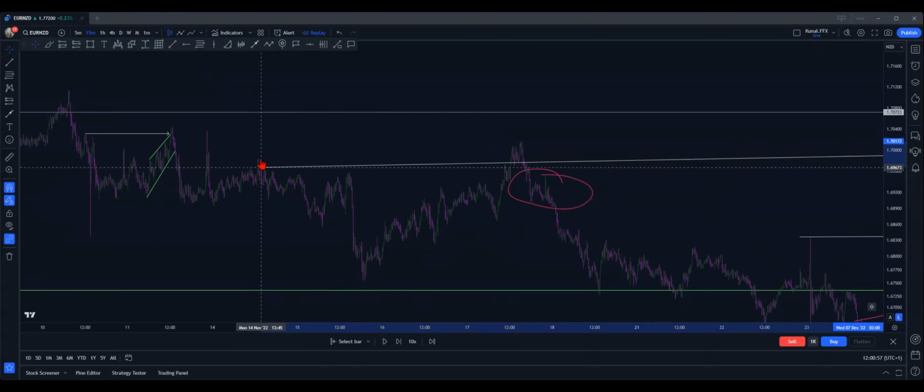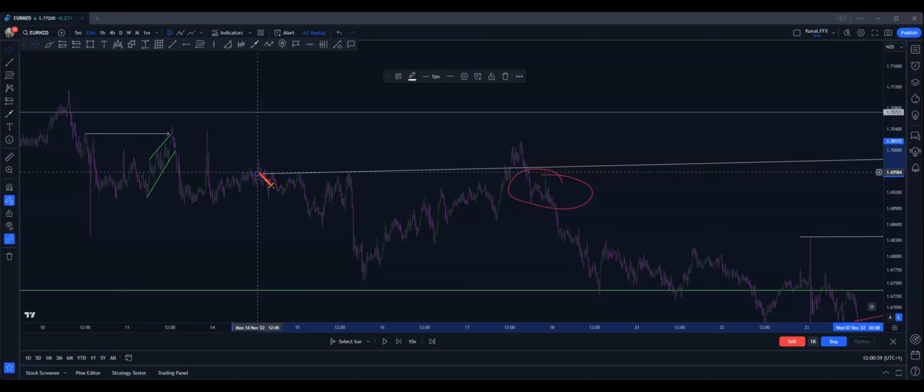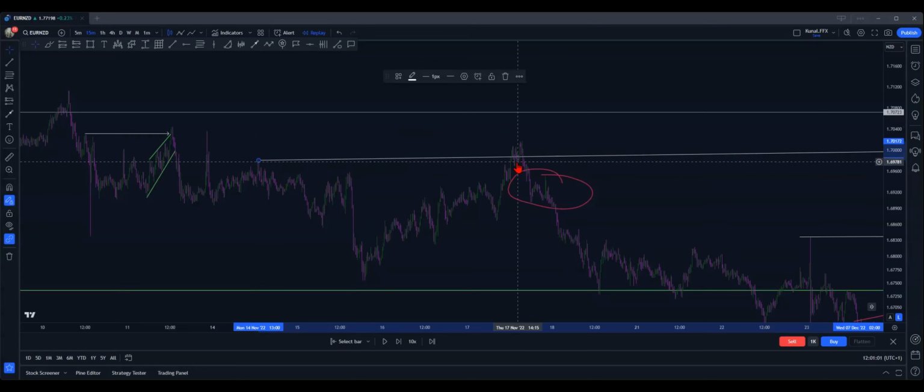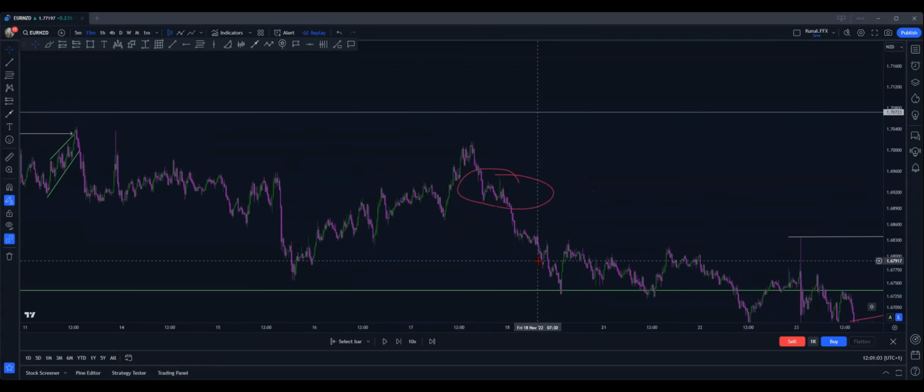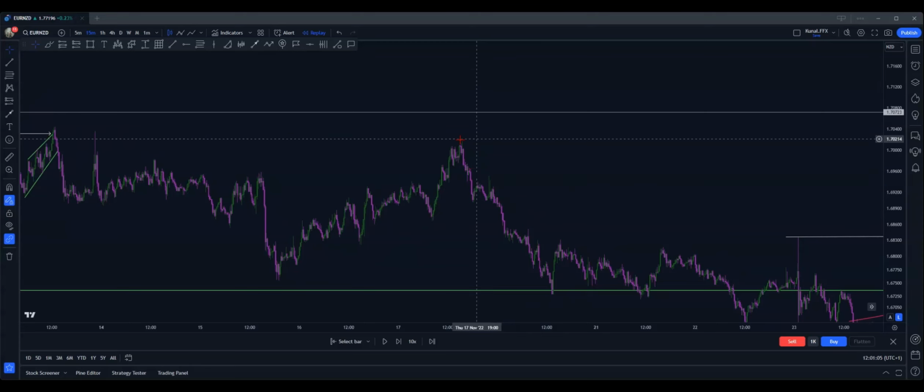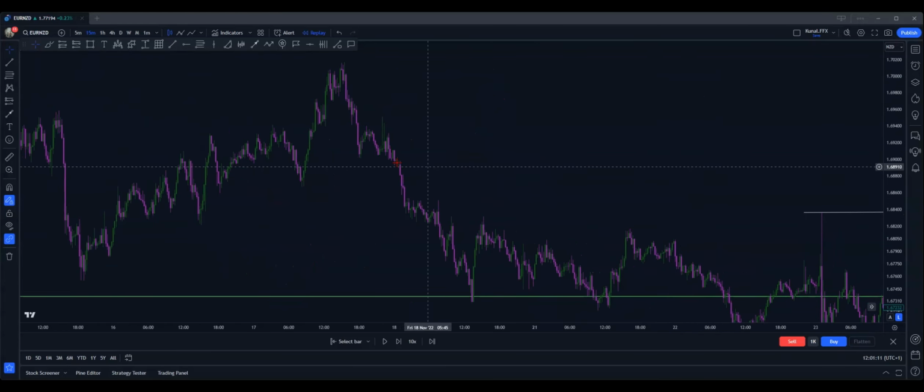I'll just move this ray line here for a second. We came back into these areas. We then tapped into it over here, rejected, and I thought there would be an entry in here, but really and truly there isn't. I'm not going to go to the 5. I can see it from the 15 clear as day.